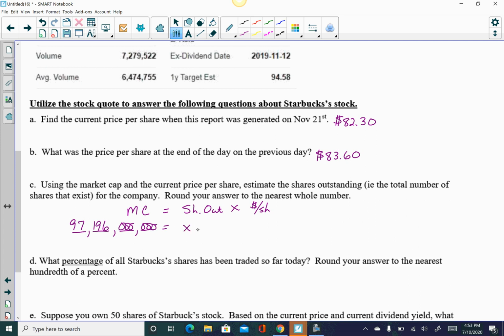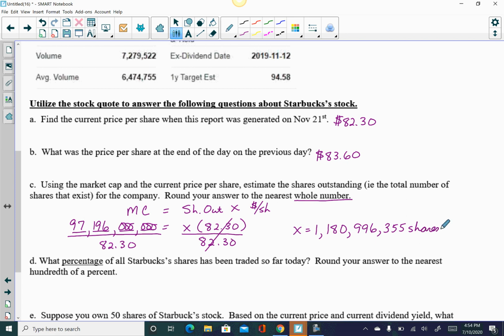Shares outstanding, that's what we're trying to solve for, so that's our X. And the current price per share, that was part A, $82.30. And this is just a one-step process. To find out what my number of shares outstanding are, I just simply divide by 82.30. Cancels out over here. You would then put this in your calculator, that 97 billion number divided by 82.30. You're going to round to the nearest whole number. You should arrive at X equals 1,180,996,355 shares. Okay. That will be our final answer there.